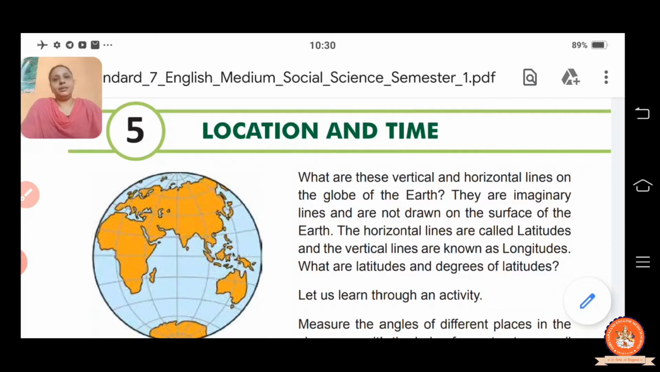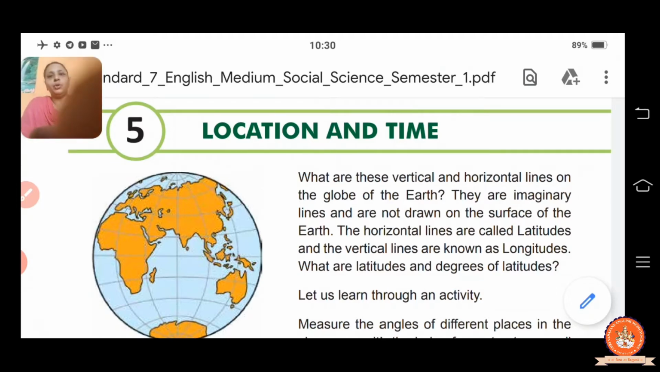In the previous class, in 6th Standard, you learned about the globe. So I will give a small introduction about this lesson first. What are these vertical and horizontal lines on the globe of the earth? Latitude and longitude, two lines are there, and they are imaginary lines. Latitudes are the horizontal imaginary lines drawn on the globe in the east to west direction.